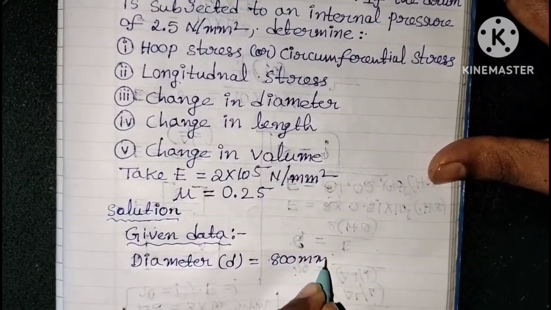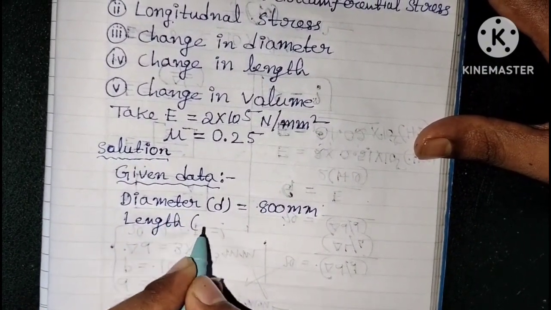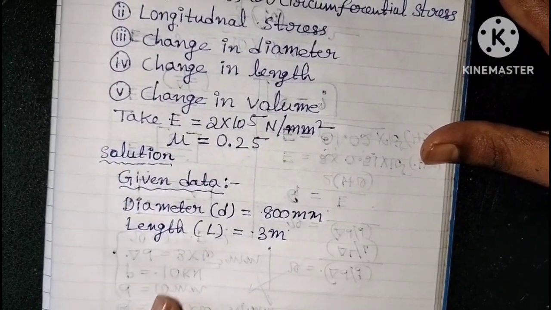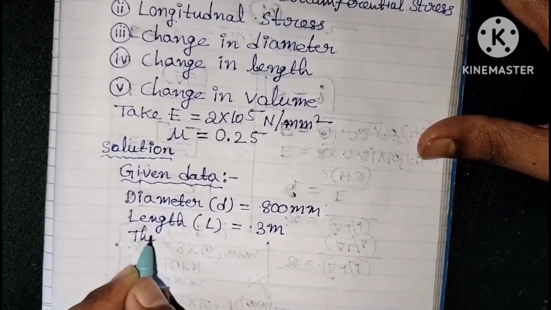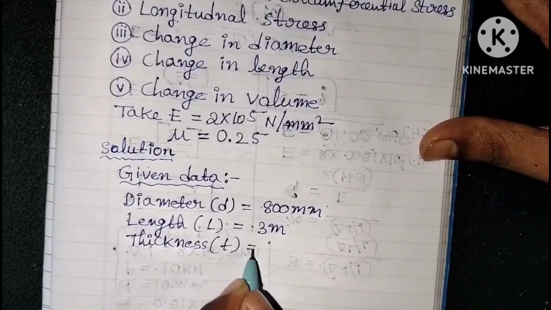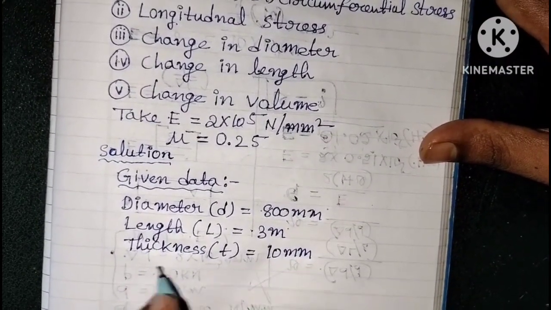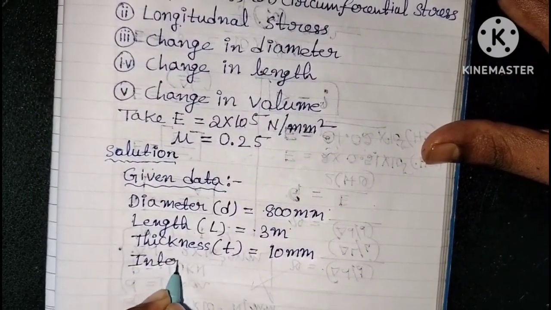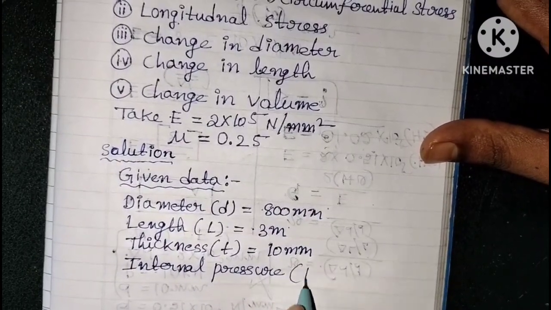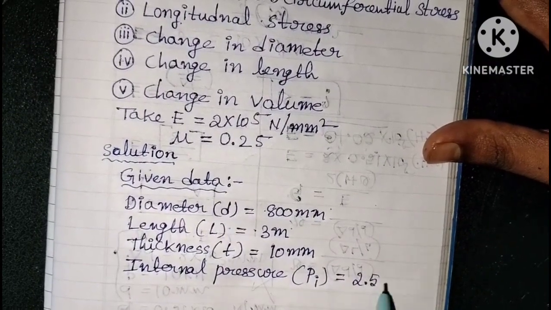D is equal to 800 mm, and length of the cylinder, length L is equal to given 3 meters, and shell thickness T is equal to given 10 mm, subjected to internal pressure. So how much internal pressure? Internal pressure P suffix I is equal to 2.5, actually given Newton per mm square.